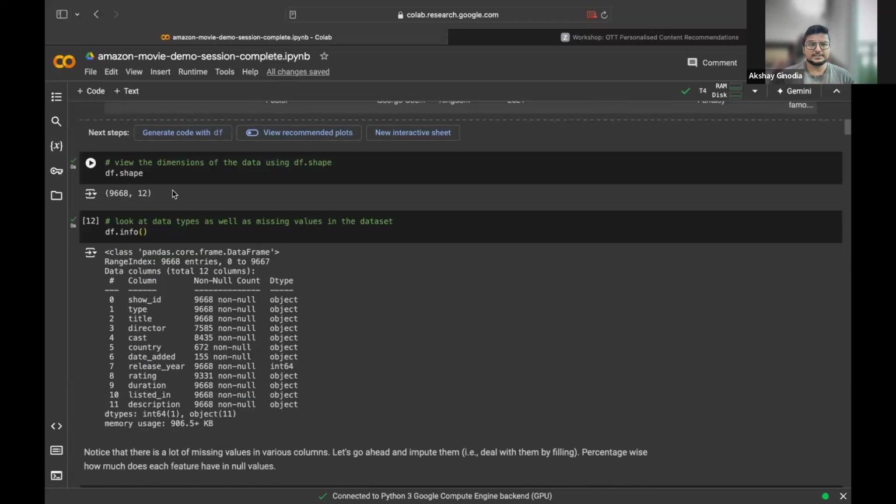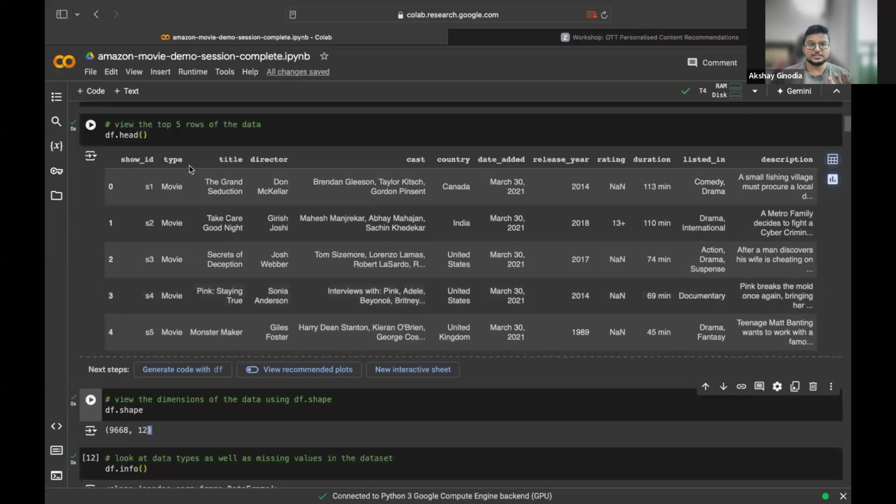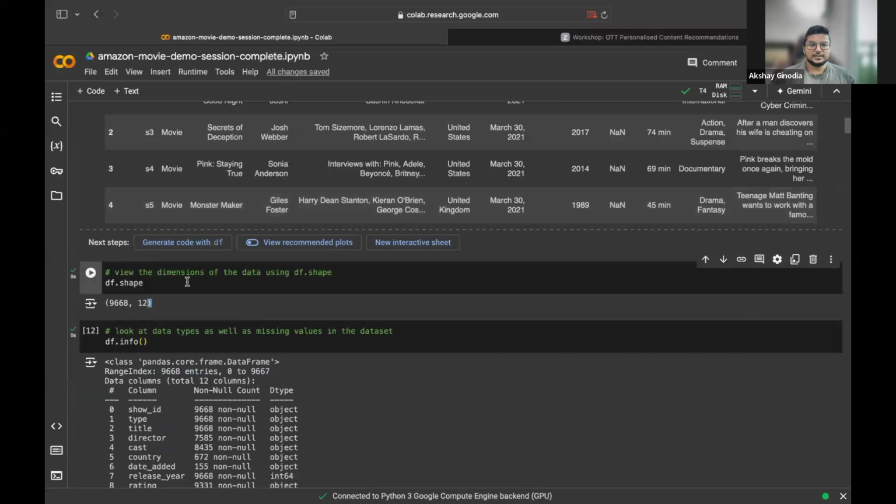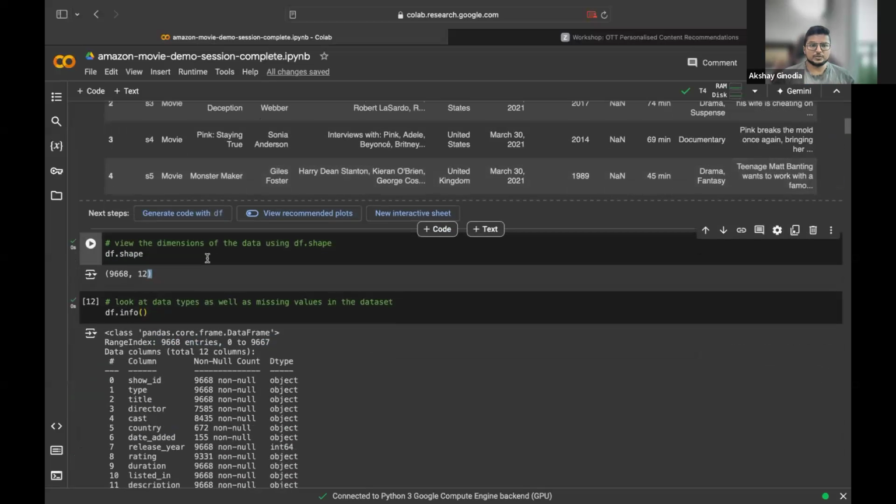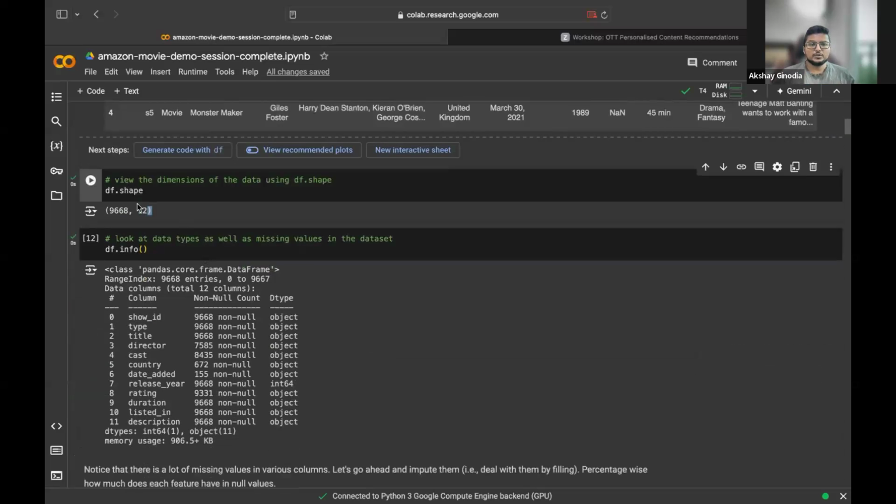What I'm going to look at next is the shape of the data set. The first value is the number of rows, so these are the number of movies and TV shows present in the data set. So I have 9,668 movies and TV shows in my data set. 12 is the number of attributes, or the columns, right? For a movie or a TV show, there is the title, director, cast, country, and so on, so we have 12 attributes or 12 columns. So that's one way to look at the shape, or the number of rows and columns that we have.